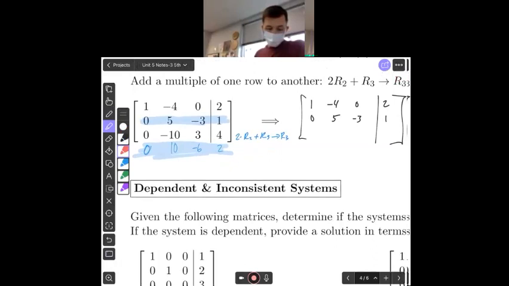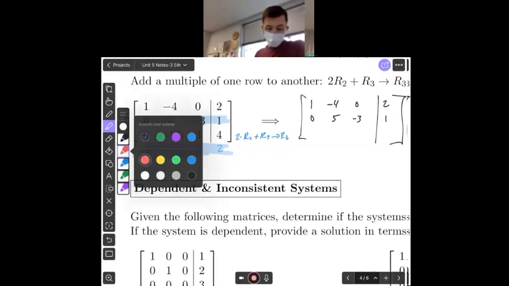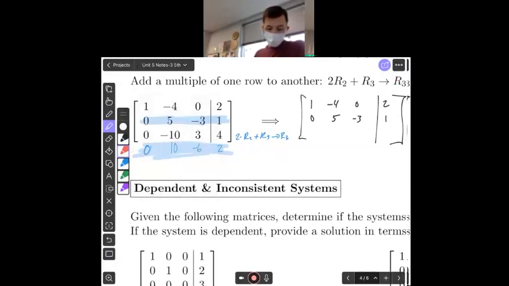So now I need to do that addition. So 0 plus 0, 0. Negative 10 plus 10, 0. 3 plus negative 6, negative 3. 4 plus 2 would be 6.